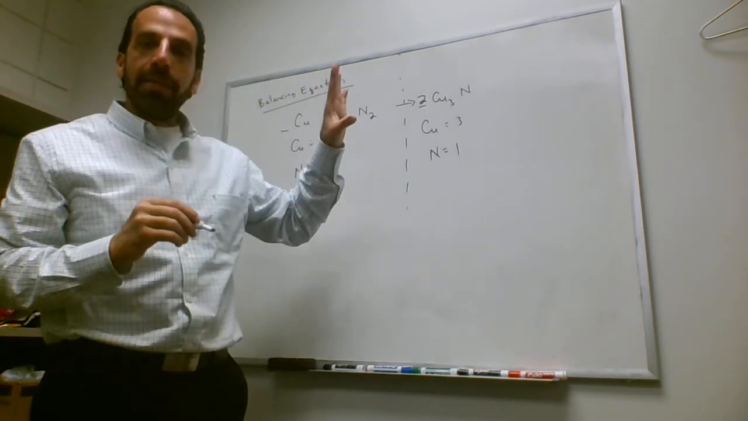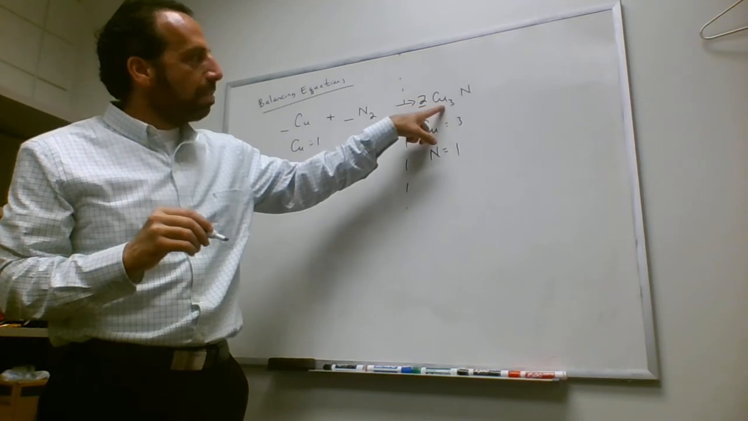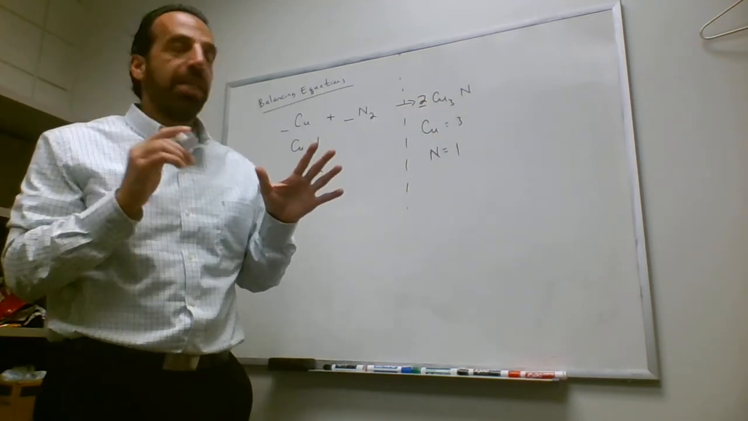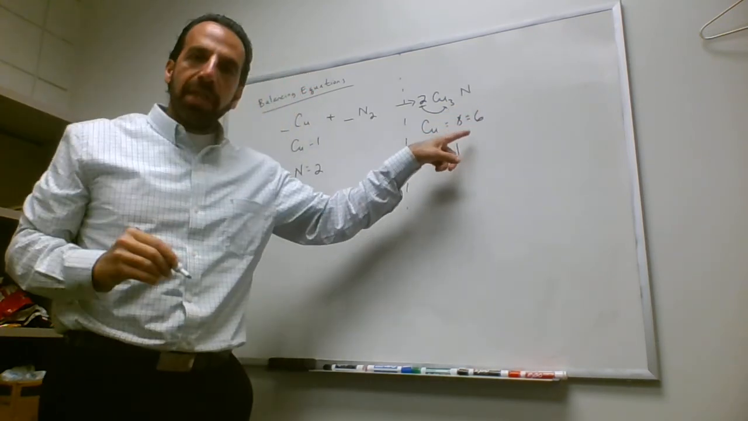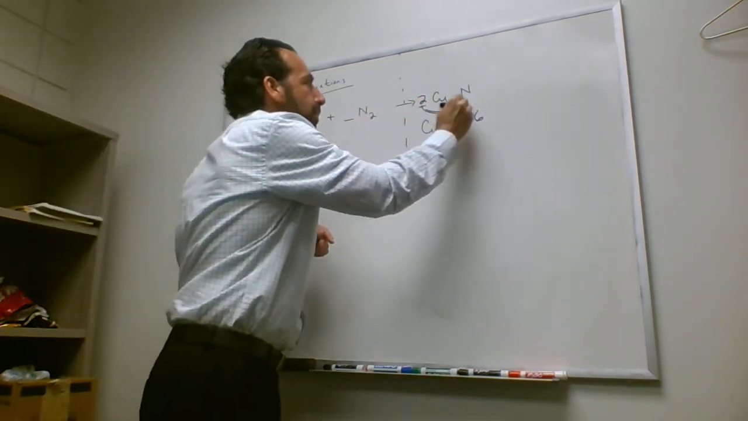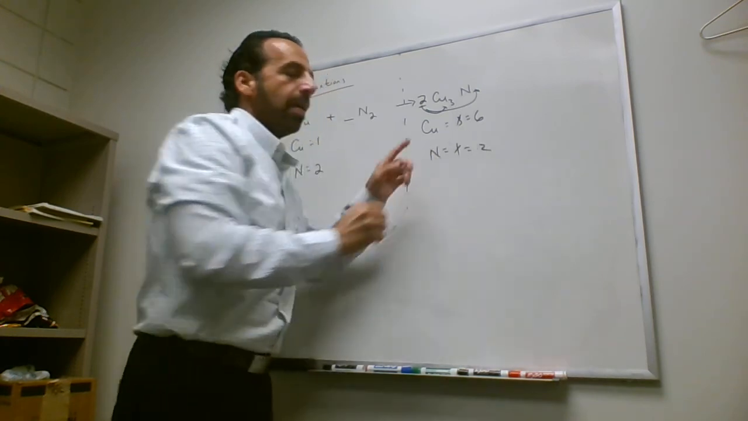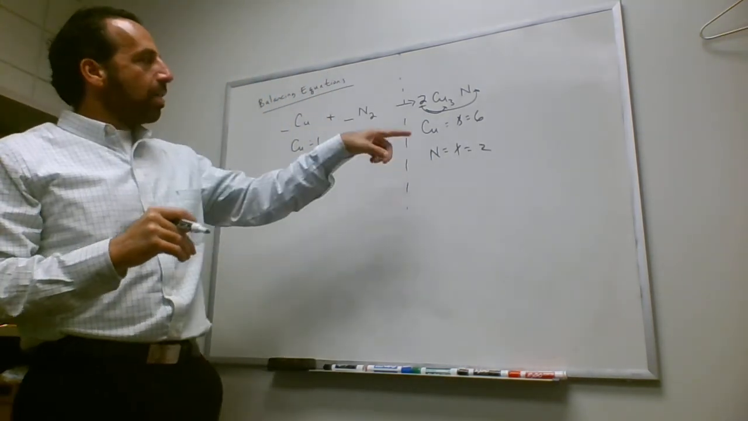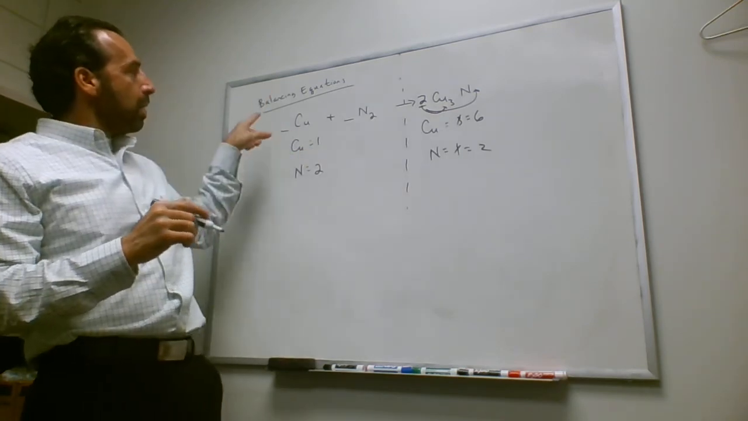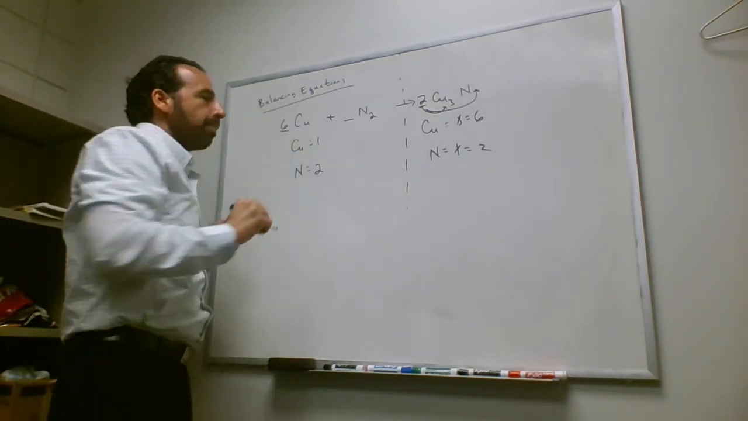So again, since I put a 2 there, it affects the number of coppers and the number of nitrogen. So I'm going to say 2 times 3. Now I have 6 coppers. And then 2 times 1. Now I have 2 nitrogens. My nitrogens are balanced. To balance the coppers, I got 6, I got 1. I just put a 6 in front of here.